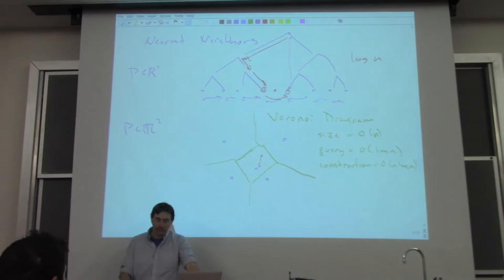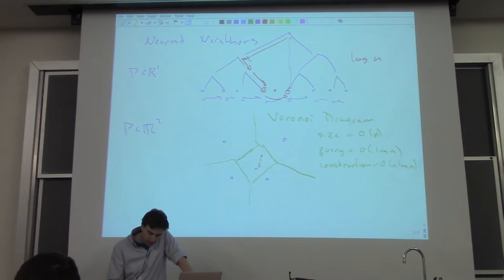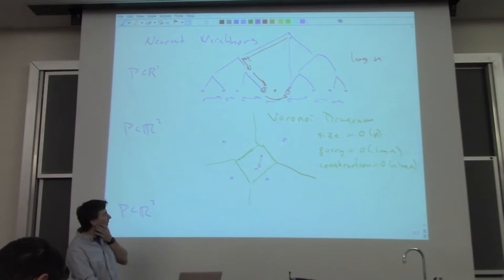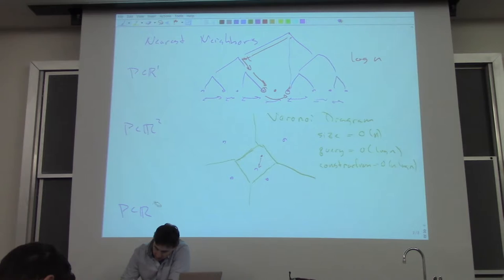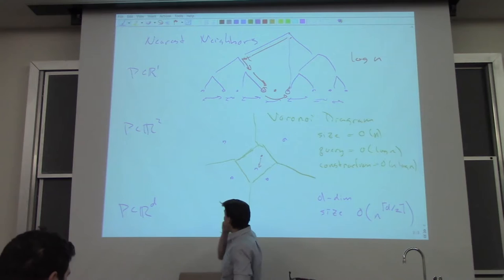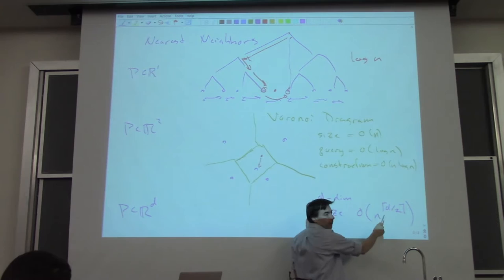So what happens now for P in R3? I drew this in 2D because it's a lot harder to draw in higher dimensions, but also because in D dimensions, the size in general is now unfortunately O of N to the ceiling of D over 2. For D equals 2, this is 1. For D equals 3, this becomes a 2 here. So it's going to be N squared size.